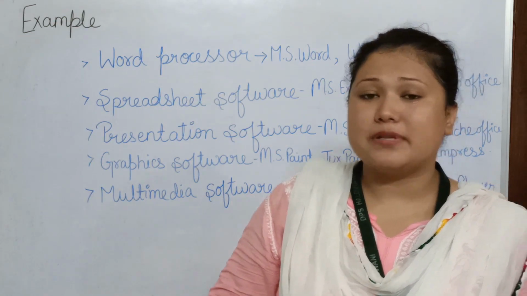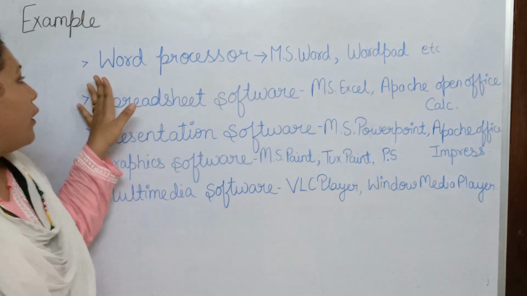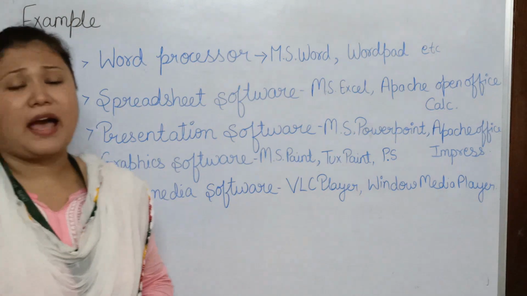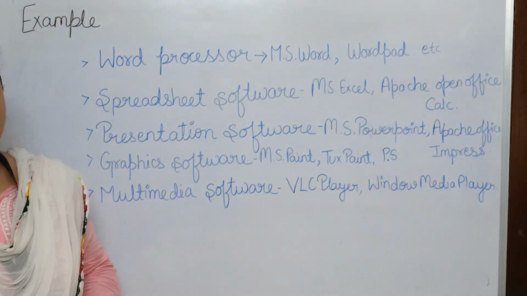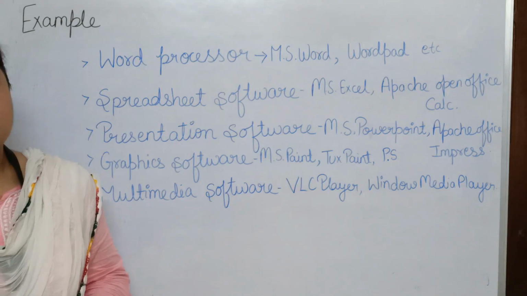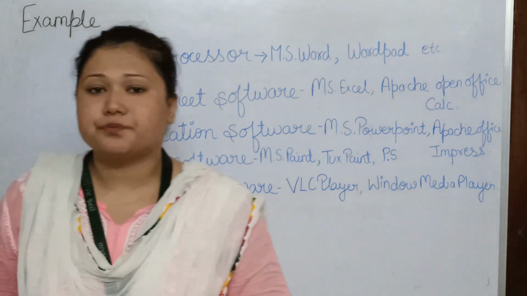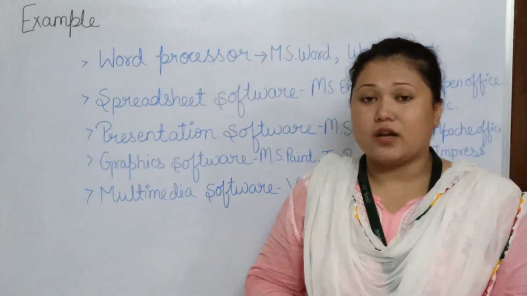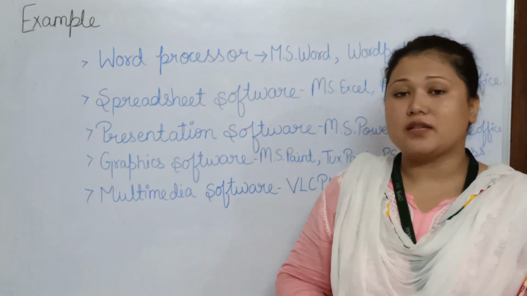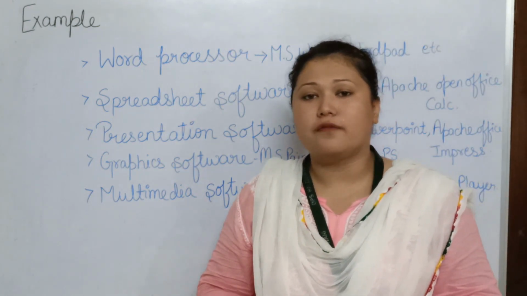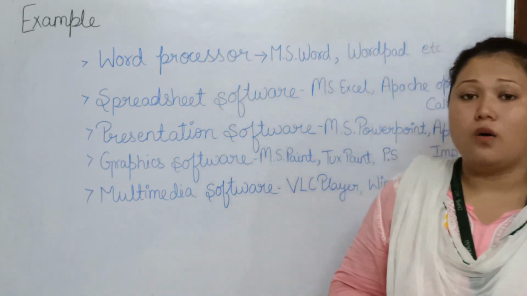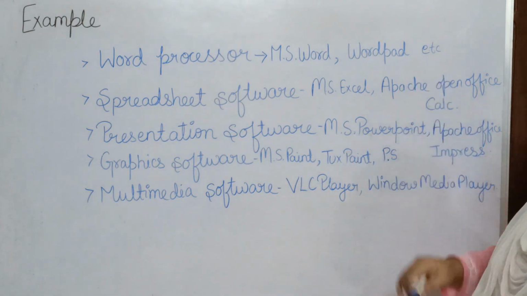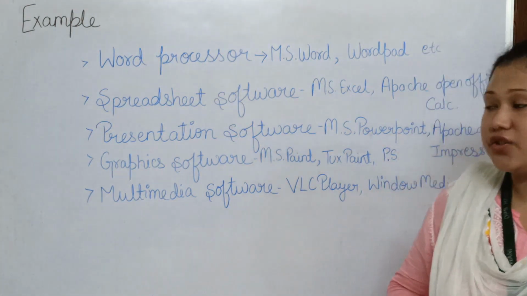Now, what are the examples of these software? Word processor, where we can create a text document. Examples are MS Word, WordPad, etc. Next is spreadsheet software. Spreadsheet software are those software which help us to organize our data in the form of rows and columns. Examples of spreadsheet software are MS Excel, Apache OpenOffice Calc, etc.